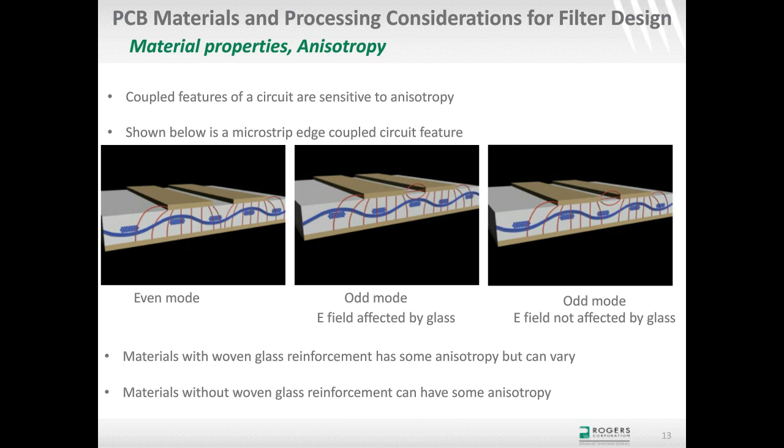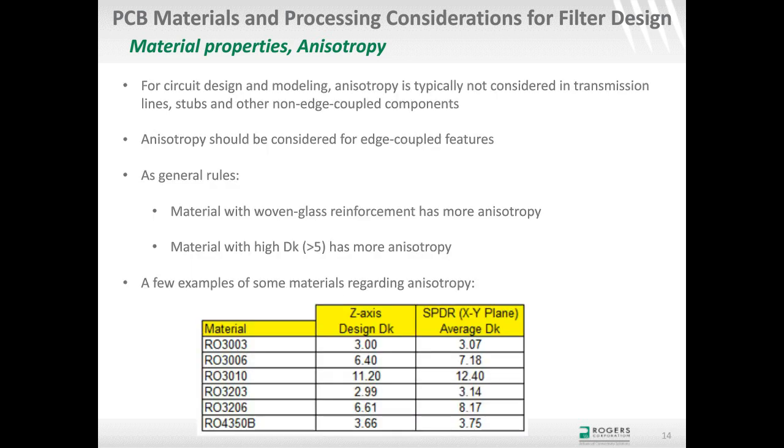So anisotropy really should be considered with filter designs that are using coupled features, such as, again, microstrip edge coupled. And I'm going to talk about that type of filter later on. The general rule of thumb would be that anisotropy is less of an issue on materials that are non-glass reinforced, and it can be more of an issue with glass reinforced materials. And higher dielectric constant materials typically have more anisotropy.